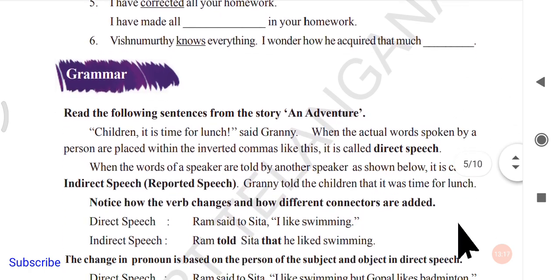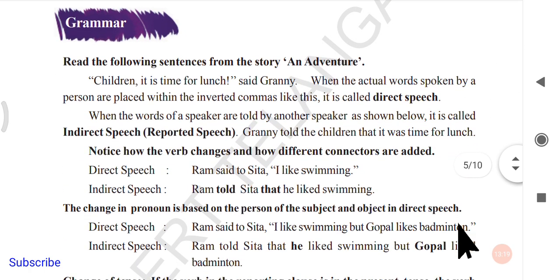Next, we have an important grammar topic. Actually, this is given very little here, but when we make a separate video for direct and indirect speech, I will explain each and every part of it clearly and very easily. So for now, let us simply go through the grammar we have in the textbook.